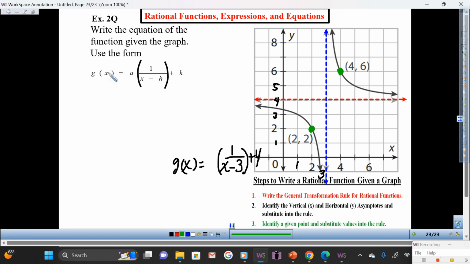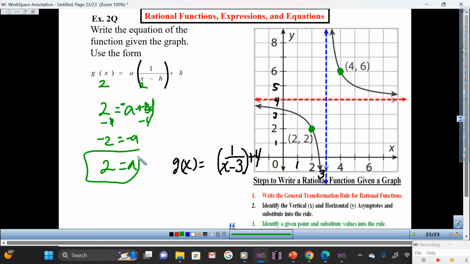So you would substitute 2 there and 2 there. So 2 minus 3 is negative 1. So this would be 2 equals A times negative 1 is negative A plus 4, sorry. So minus 4, that's negative 2 equals negative A. So 2 equals A. So that goes right there.